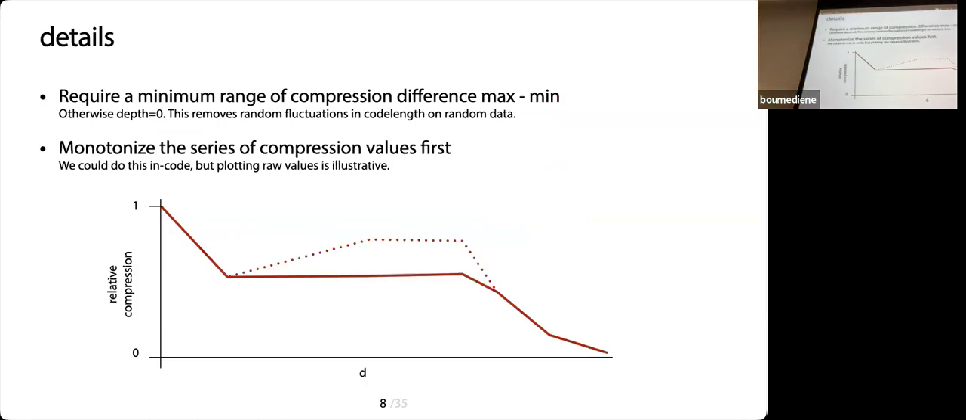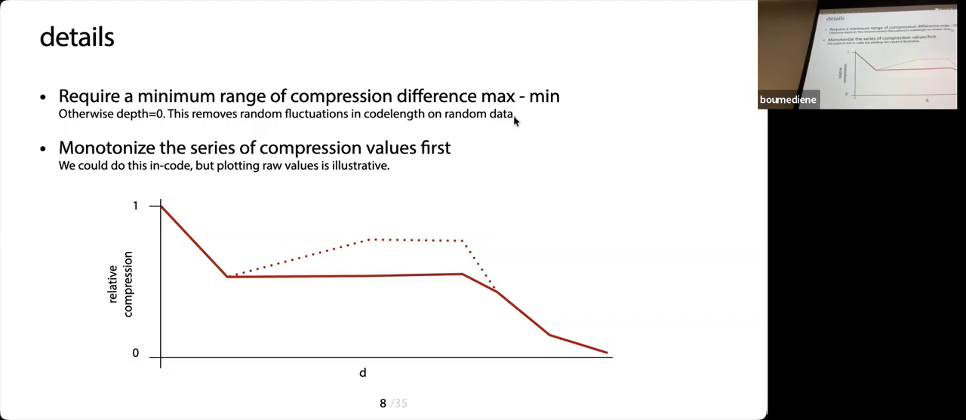A couple of details. I said there's no slack parameters. I'm going to contradict myself right away. In some cases, you need a minimum range of compression difference. Because if you look at an incompressible string and you compress it with these telescoping hierarchies, you get a little bit of noise. Just by some random luck, one model is going to compress it a tiny bit better than another model. So you need a slack parameter that is bigger than that amount of fluctuations to tune out those fluctuations.